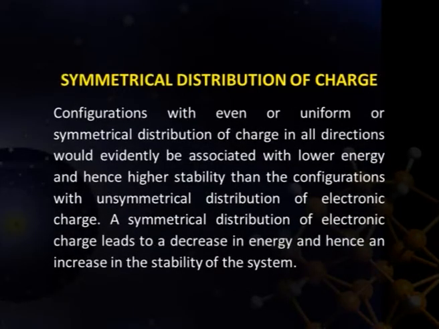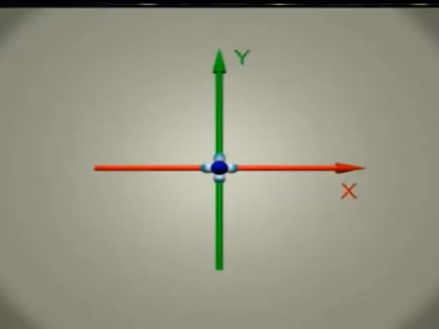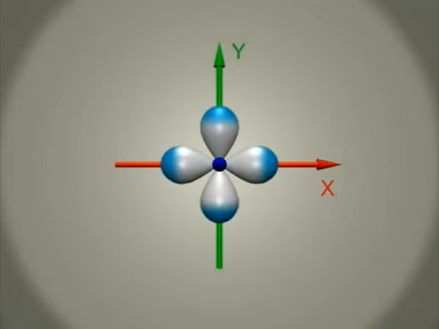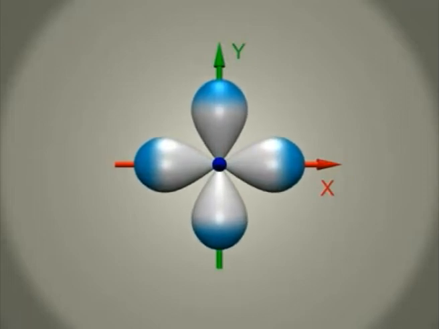Configurations with an even or uniform or symmetrical distribution of charge in all directions would evidently be associated with lower energy and hence higher stability than configurations with unsymmetrical distribution of electronic charge. A symmetrical distribution of electronic charge leads to a decrease in energy and hence an increase in the stability of the system. This is the d orbital shape, where it is a double dumbbell shape.